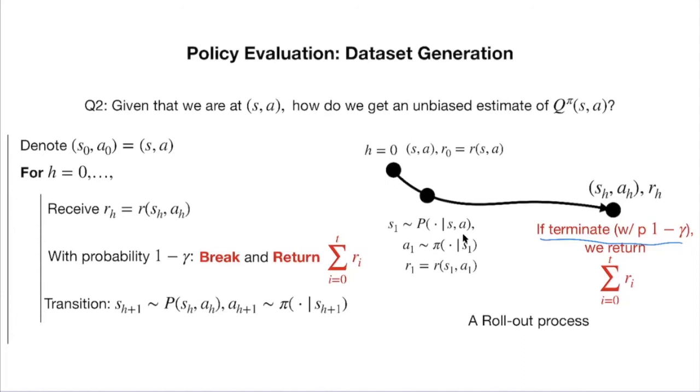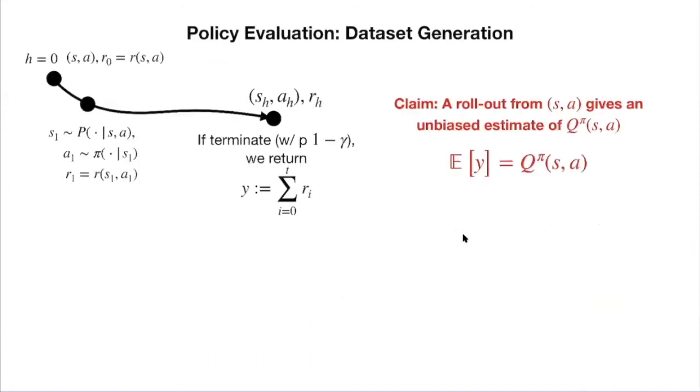All right, so this is the algorithm description. It's kind of magic. Let's think about why this gives us a reasonable unbiased estimate. We have 5 minutes left. Looks like we're not going to get into the algorithm, but let's just get this correct. So the claim here is that one rollout gives me an unbiased estimate. In other words, if I take the expectation with respect to this random output y, this should equal the thing that I want to estimate, the ground truth Q^π(s, a).